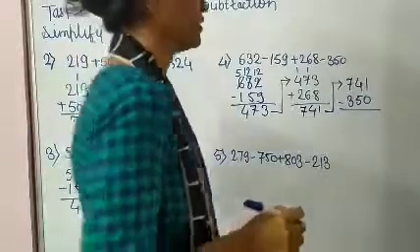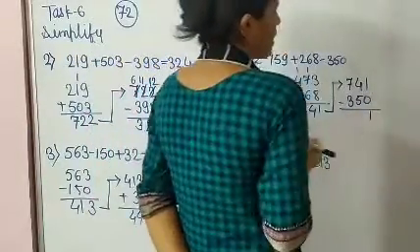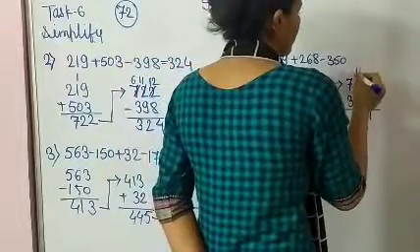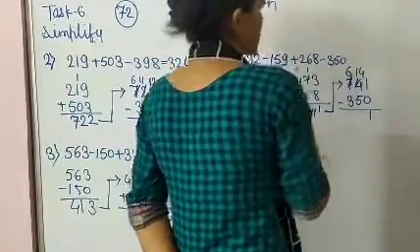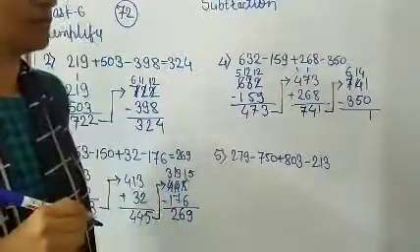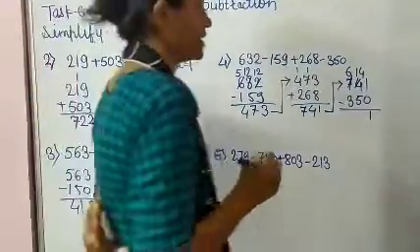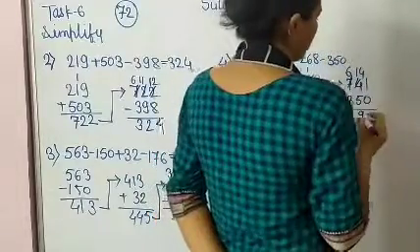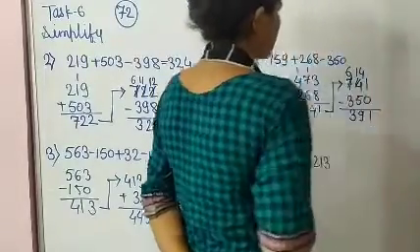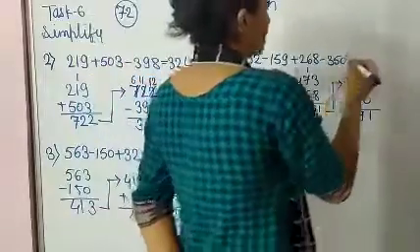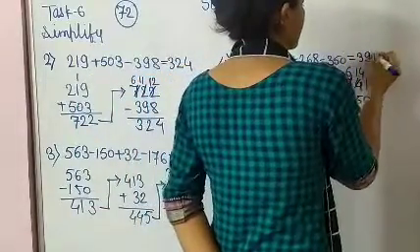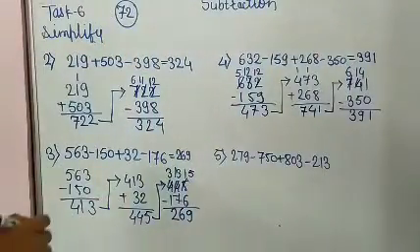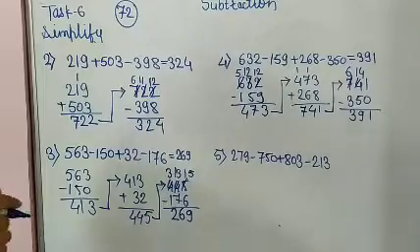Now 1 minus 0, 1. 4 minus 5 we can do it? No. So here it becomes 14 and here becomes 6. Now 14 minus 5, it is 9. And next is 6 minus 3. So 6 minus 3 is 3. So what is the answer here? 391. Now we see the next sum.